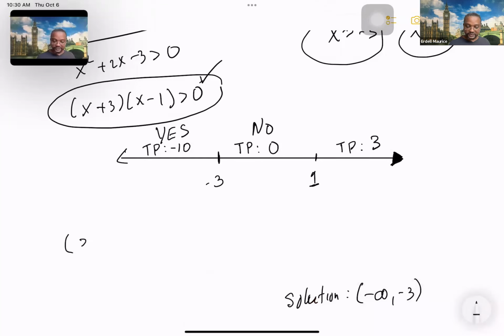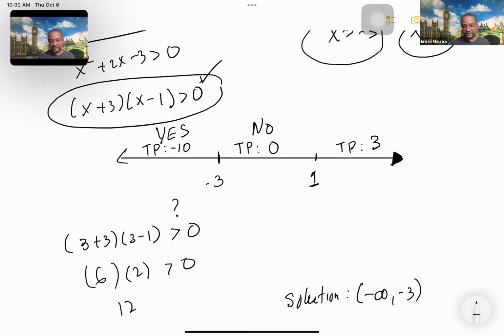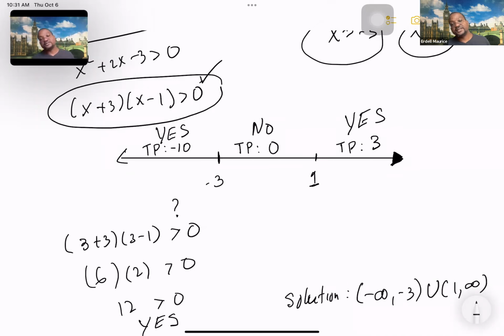And so I'm plugging 3 in. That's going to be 3 plus 3 times 3 minus 1. And is that greater than 0? 3 plus 3 is 6. 3 minus 1 is 2. That gives me 12. Is 12 larger than 0? Yes, it is. And so therefore, this is also part of the answer. So you put a U for union, and you say any number from 1 to infinity will also satisfy the inequality.